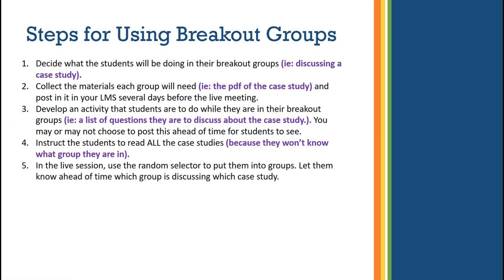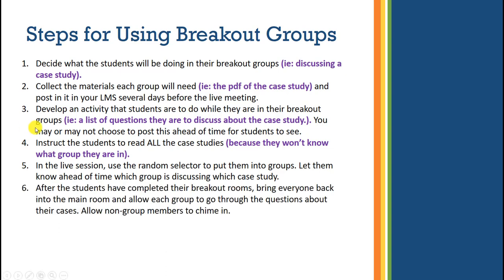So when you get into the live session, you're going to use the random selector to put them into groups, and then you're going to let them know ahead of time which group is discussing which case study. So I would label it in my LMS, case study 1, group 1, case study 2, group 2. So if I get randomly put into group 4, I know that I'm discussing group 4 case study. So they know which one to look at.